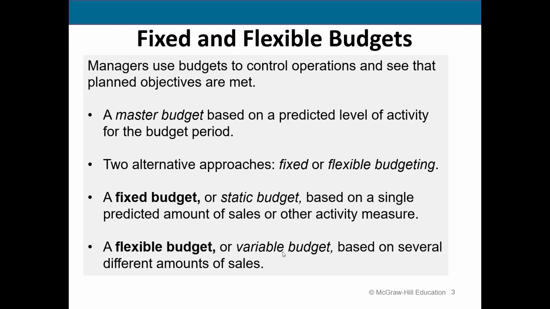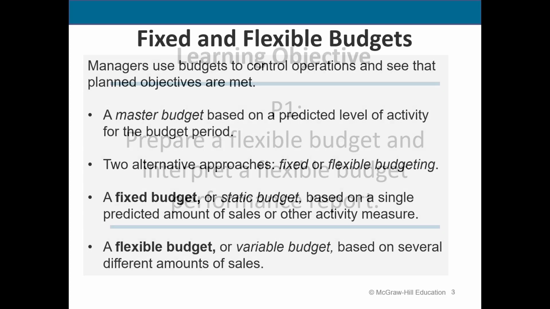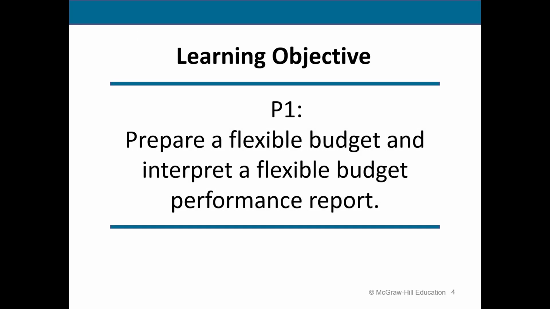A fixed budget, or static budget, is based on a single predicted level of activity, whereas a flexible budget, called a variable budget, is based on several different amounts of sales. So we will concentrate on flexible budgets. Next, we'll look at preparing a flexible budget.